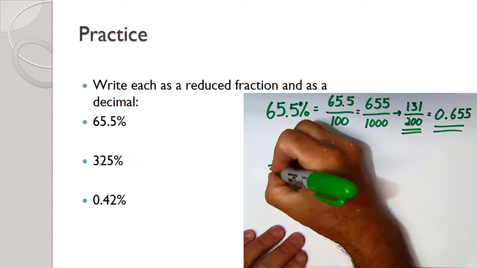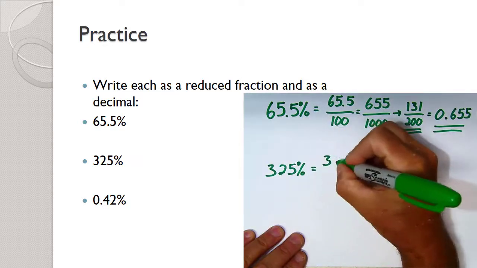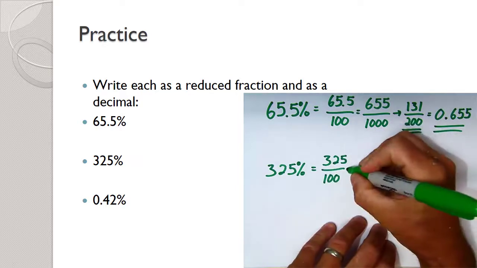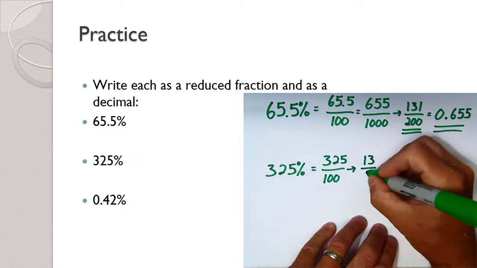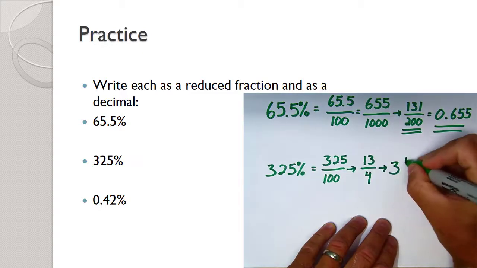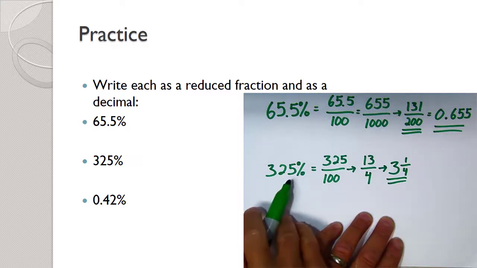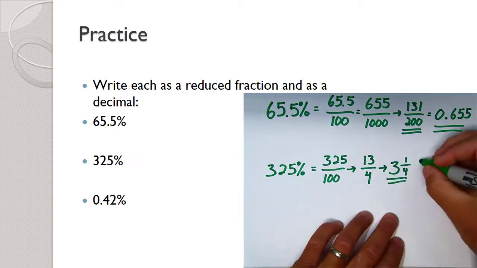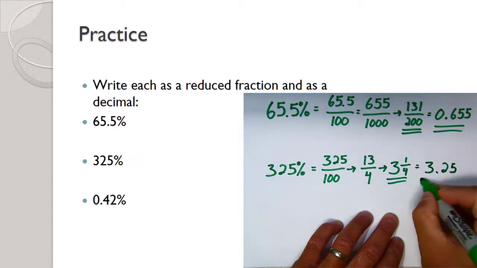Our next one, 325%. That's the same as 325 per hundred. Those both divide by 25, and we get 13 over 4. But that's the same as 3 1/4. So there's our equivalent fraction. And no surprise, if we would have taken our original decimal and moved it 2 places to the left, we'd have 3.25, which is of course equal to 3 1/4.